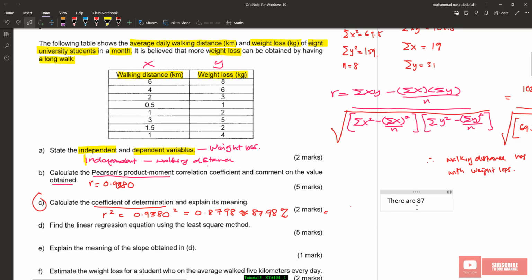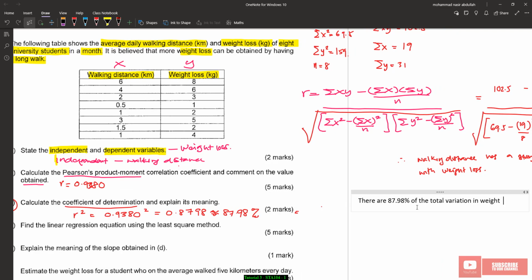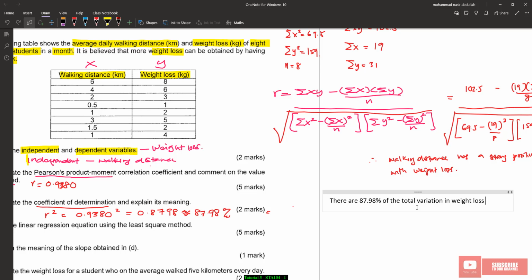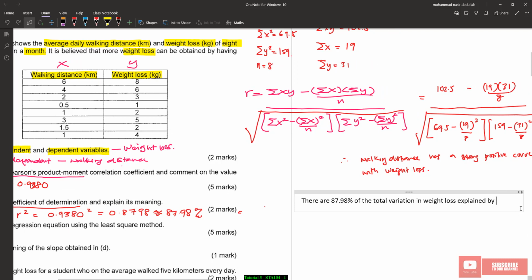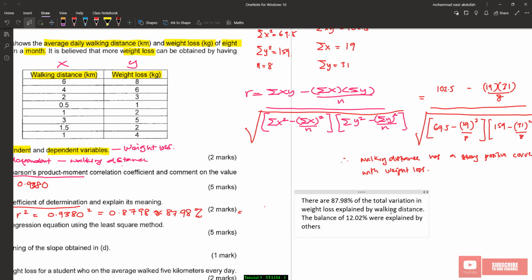There are 87.98% of the total variation in weight loss explained by walking distance. The balance is how much? 100 minus 87.98, which is equal to 12.02%, were explained by other variables. This is how we explain the value of the coefficient of determination. Okay?